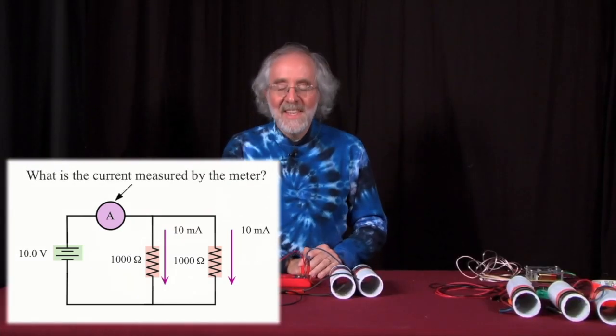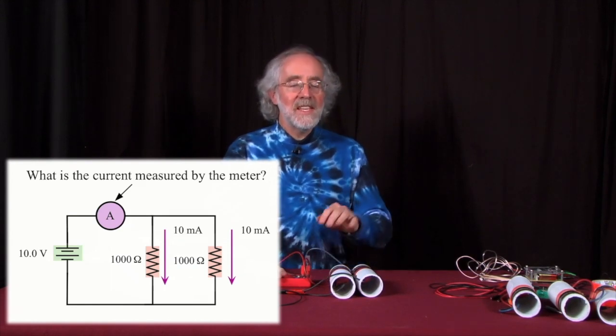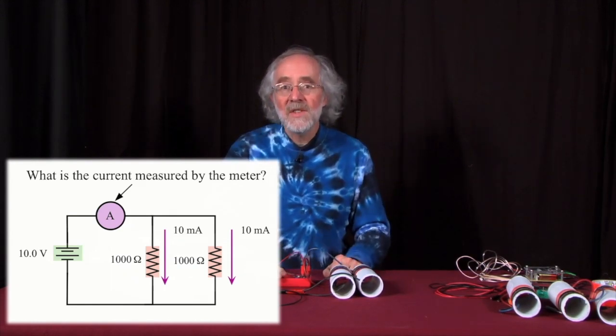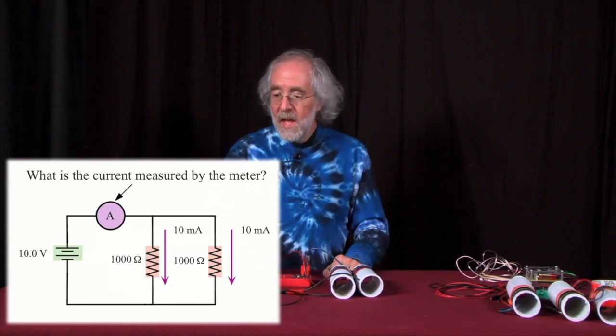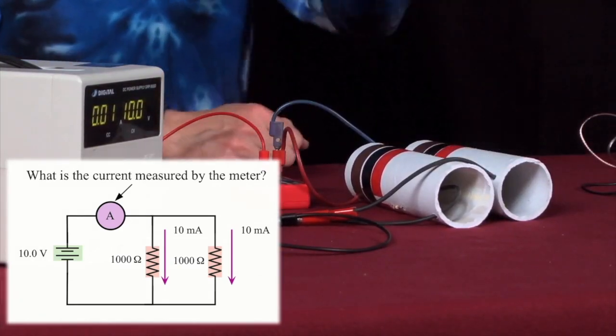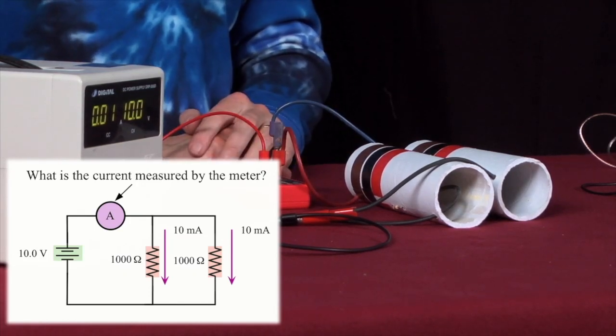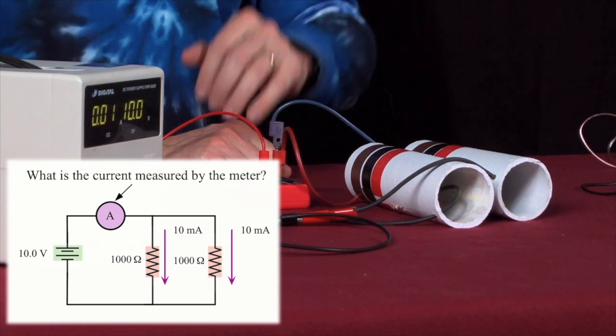So what is the current measured by the meter? Because the meter doesn't measure the current in each individual resistor. It measures the current in the circuit as a whole. The current comes out of the power supply, goes into the meter, splits, goes through both resistors, back into the power supply. What is the current measured by the meter? We'll give you some choices.